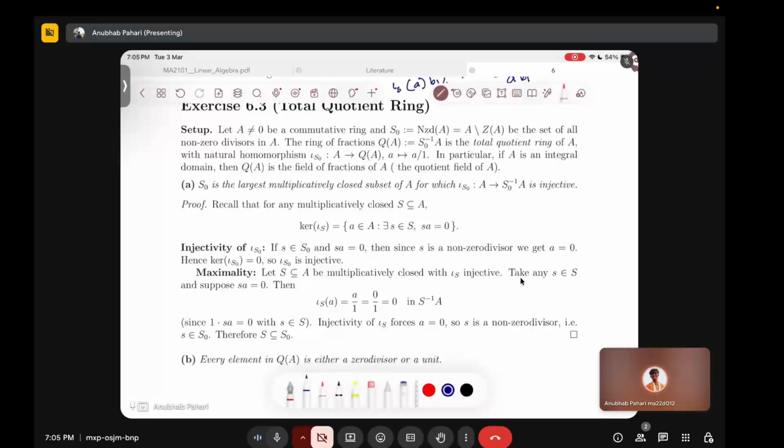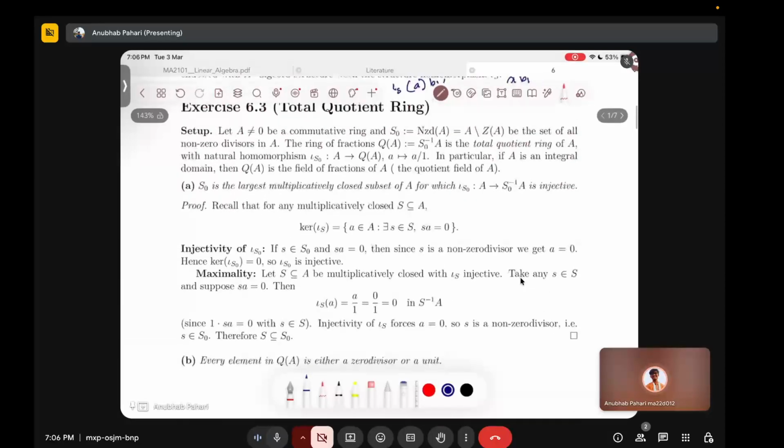And for the maximality, let us assume that S is a multiplicatively closed set with i_S injective, and take any small s from S, and suppose sa equals 0. Then you will see that i_S(sa), that is sa by 1, equals 0 by 1 equals 0 in S inverse A. If i_S is injective, then this map would take a to 0, and injectivity of i_S would force that a equals 0, and so s is a non-zero divisor, right? Because s was arbitrary, therefore small s belongs to S0, and capital S is contained in capital S0.